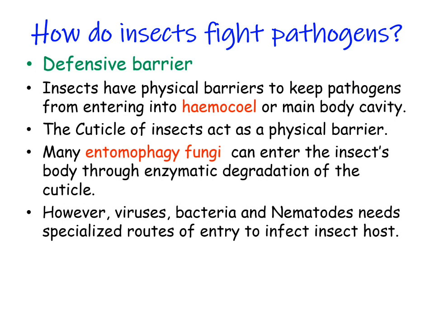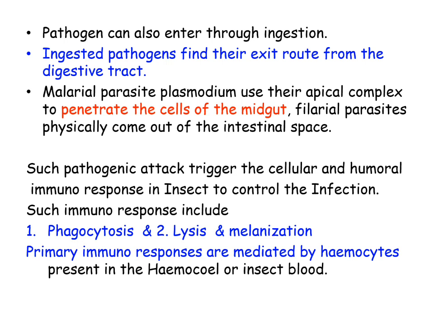Insects have physical barriers to keep pathogens from entering the hemocoel, or the main body cavity. Just like skin, the cuticle of the insect also acts as a physical barrier. But many entomopathogenic fungi can enter the insect body through enzymatic degradation of the cuticle. They create holes or wounds in the cuticle, and then the fungi can enter through these wounds. However, some viruses, bacteria, and nematodes need specialized routes of entry to infect the insect host. Pathogens can also enter through ingestion.